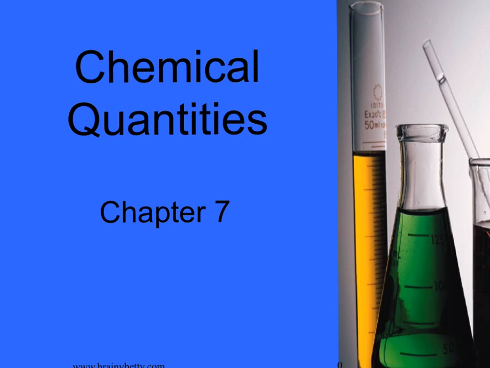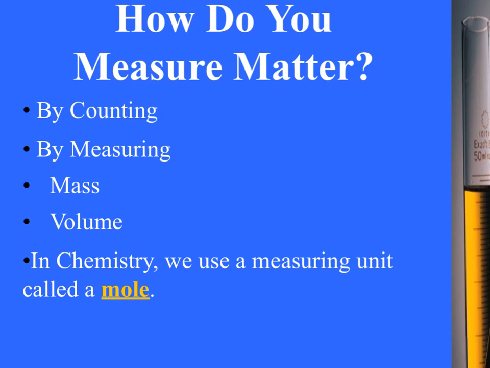So what we are going to learn today is how we measure matter. We can measure matter in 3 different ways. One of the ways is by counting, okay? Another way is by measuring. And actually, we can count matter by looking at the mass and also by looking at the volume. So basically, I'm going to be teaching you 3 different conversions that you are going to be using pretty much all of the time in chemistry, all right?